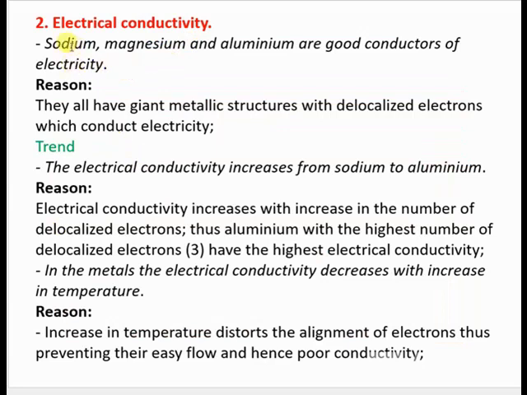Electrical conductivity. Sodium, magnesium, and aluminum are good conductors of electricity. The reason is that they have giant metallic structures which contain delocalized electrons, which are responsible for conducting electricity. Electrical conductivity increases from sodium to aluminum. Electrical conductivity increases with an increase in the number of delocalized electrons. Aluminum is a better conductor than magnesium, and magnesium is a better conductor than sodium.